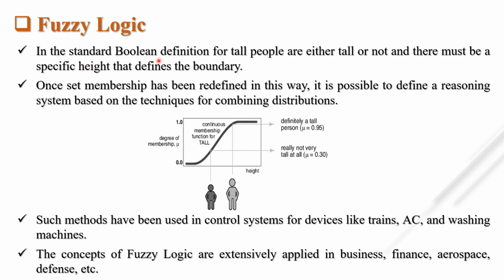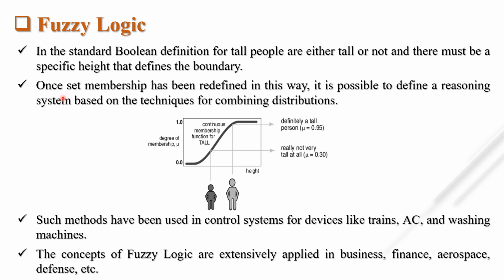So in the standard Boolean definition, people are either tall or not, and there must be a specific height that defines the boundary. So set membership has been redefined in this way. It is possible to define a reasoning system based on a technique for combining distributions. So in fuzzy logic there is 0 for false and 1 for true. In between we can also define the boundaries, like the person whose level is 0.95 is definitely tall, and the person whose level is 0.30 is really not very tall at all. So this is an example of fuzzy logic.